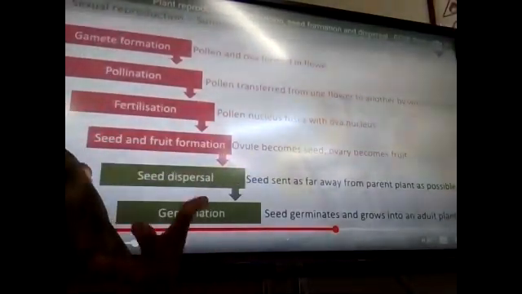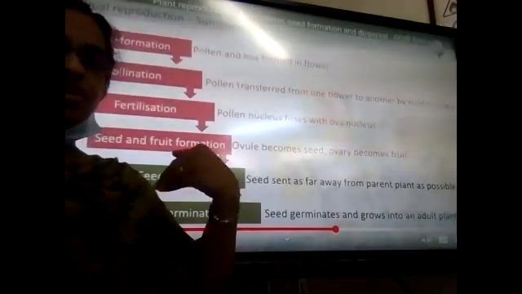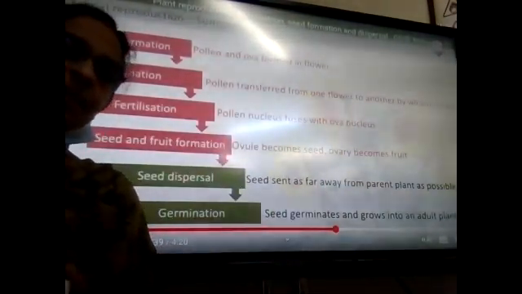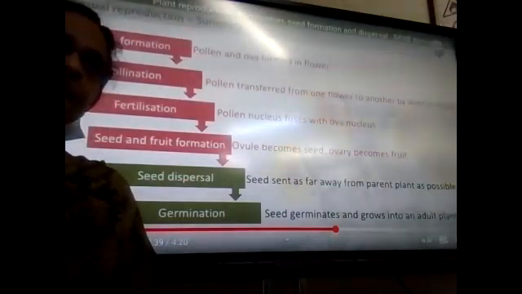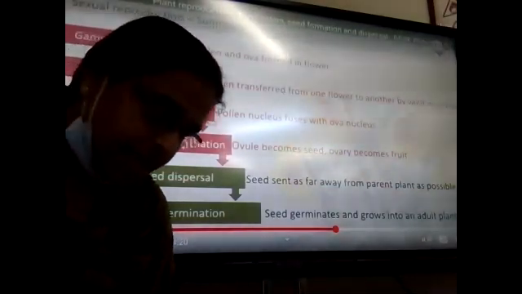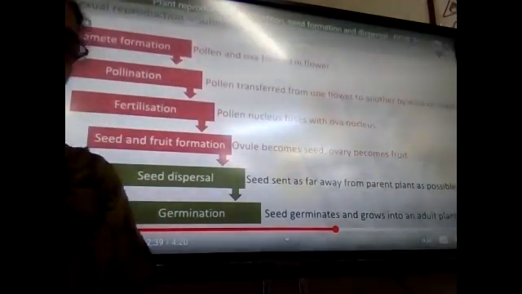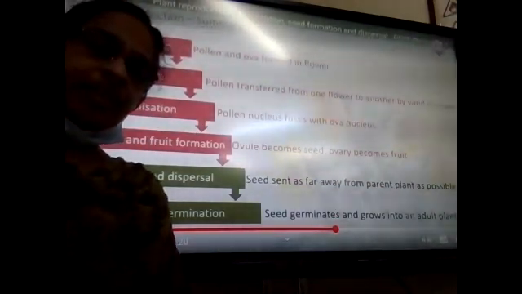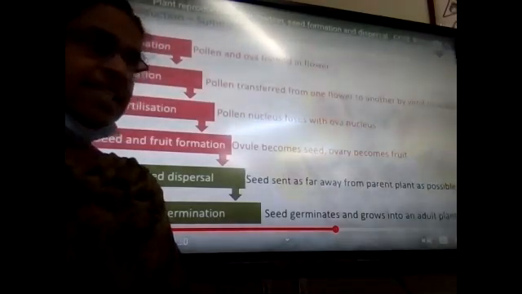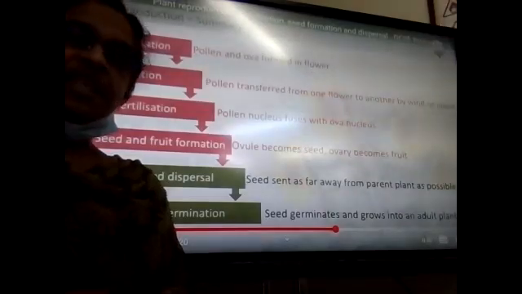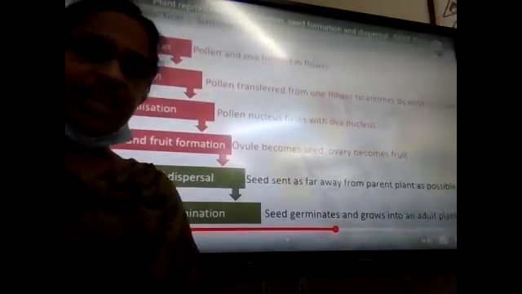So there are many ways for the seeds to get dispersed. Can you tell me some ways? By wind. Yes, by wind it can be carried away. By insects, or birds or animals, correct? And by water also it can get dispersed.